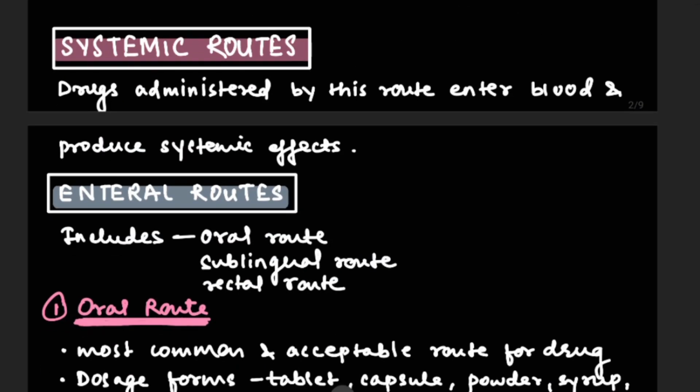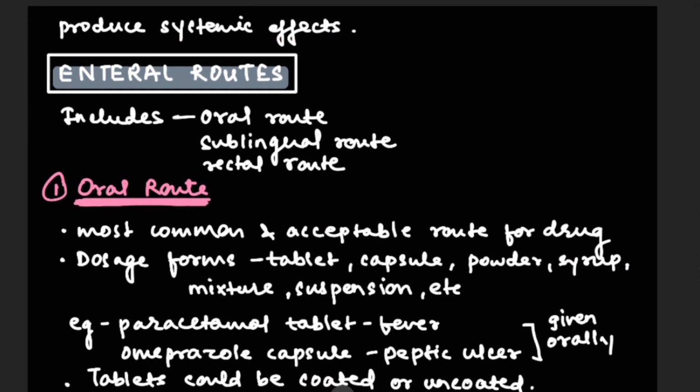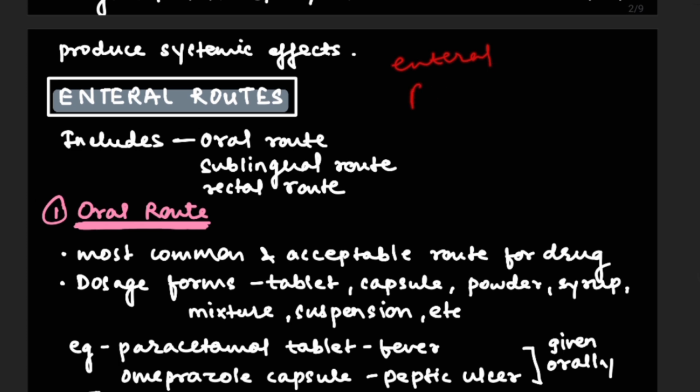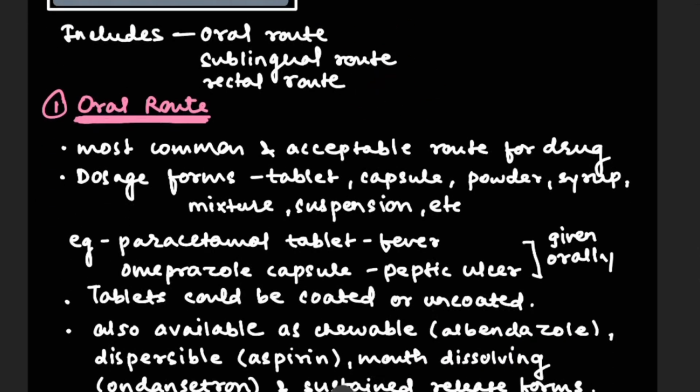Now next is systemic routes. A drug administered by this route enters the blood and produces systemic effects. Here are two ways, the enteral and second is parenteral. We will see both routes one by one. First is enteral route. In this we include oral route, sublingual route as well as rectal route. So we will first see oral route.